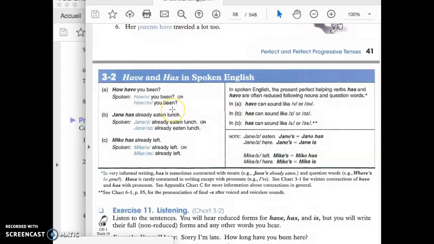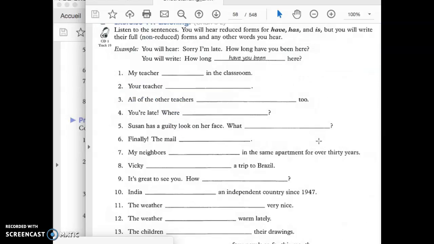How have you been? How have you been? Jane has already eaten lunch and Mike has already left. Okay? In spoken English, the present perfect helping verbs has and have are often reduced following nouns and question words. What does that mean? Have can sound like 'v, has can sound like 's. Okay? So don't pay too much attention to this kind of stuff. Pronounce well, articulate well. That's the most important.